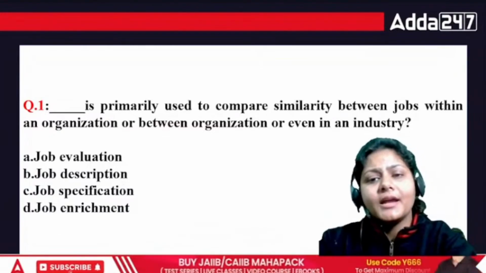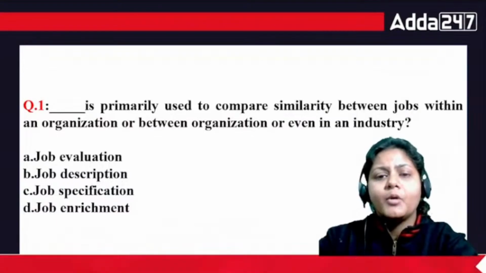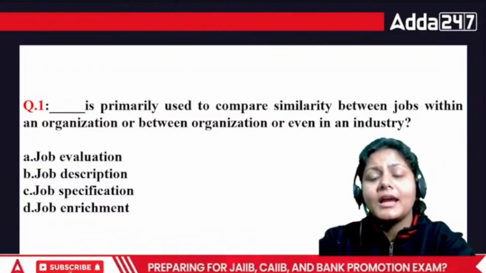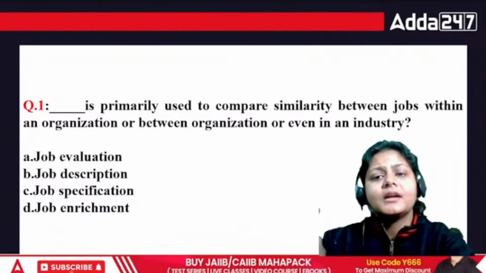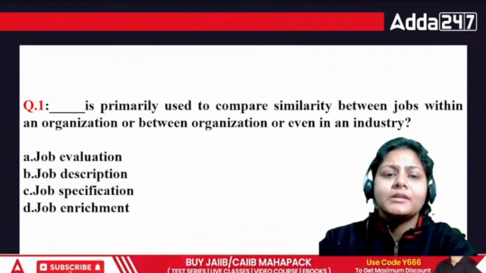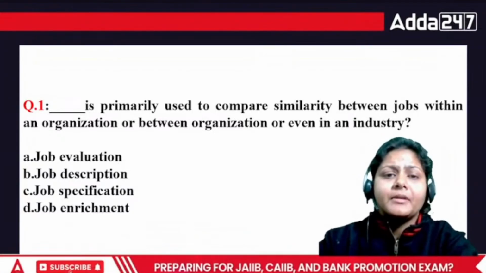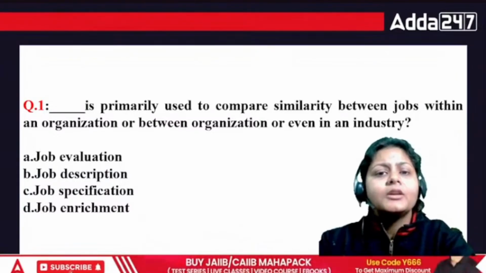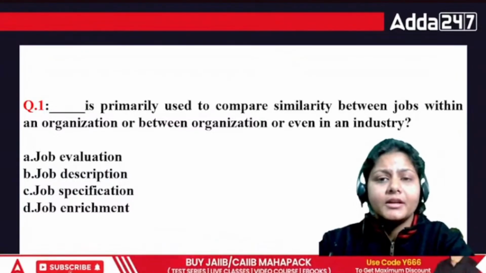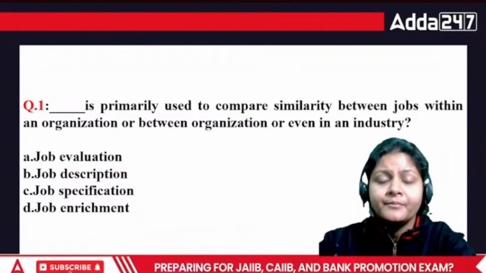Then we have the point ranking method and the factor comparison method, right? In point ranking we have certain factors, and in the factor comparison method also we have certain factors. So these are the four methods which we normally use in the job evaluation. So here the question is, which is primarily used to compare the similarity between the jobs within an organization or between the organization or even in the industry. So the right answer is job evaluation.